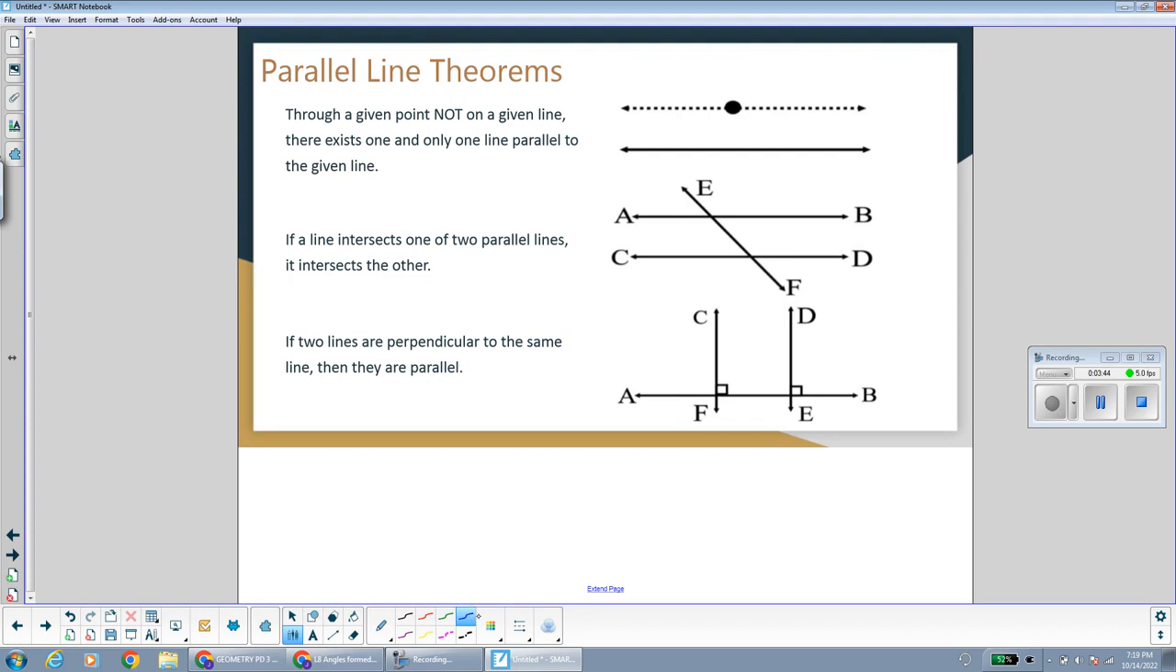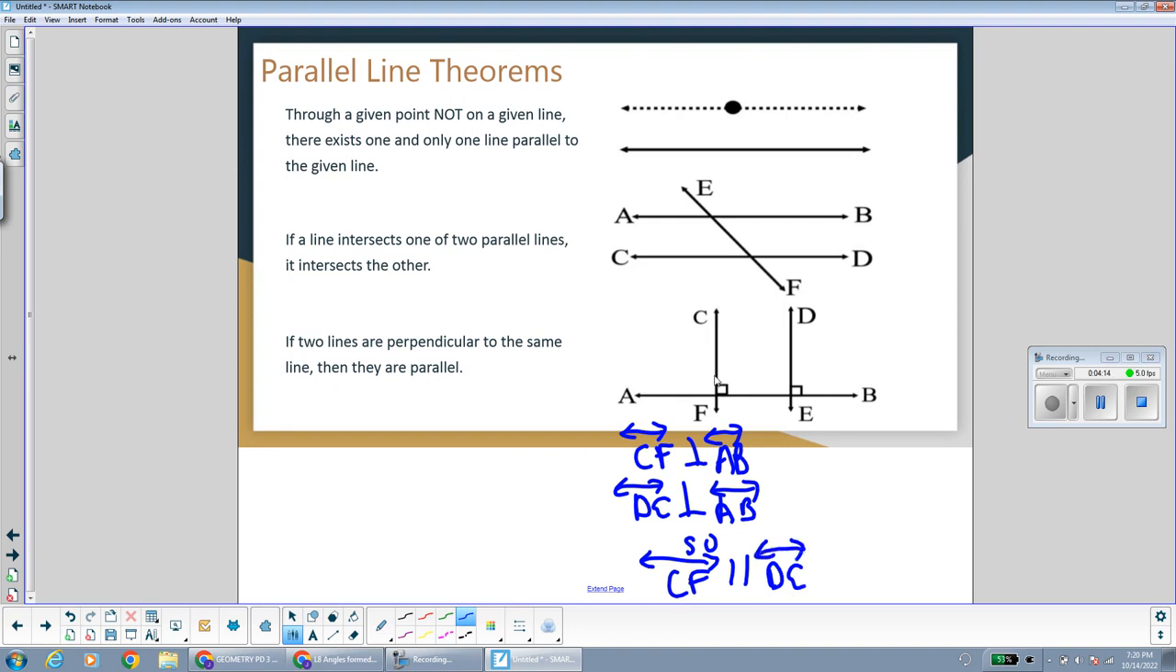I'm going to write that over here. Line CF is perpendicular to line AB, and line DE is also perpendicular to line AB. So line CF is parallel to line DE. Once again, if two lines are perpendicular to the same line, then they are parallel to each other.